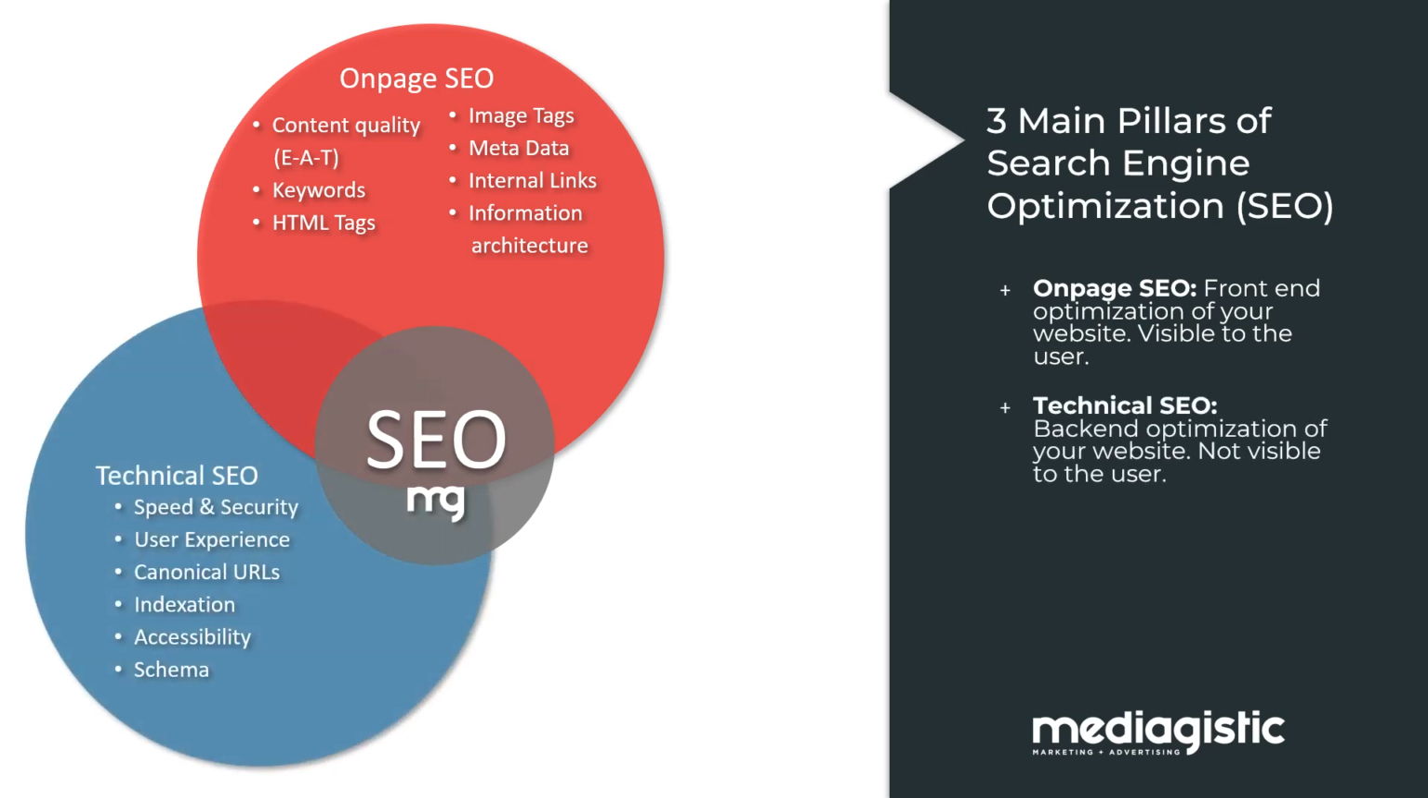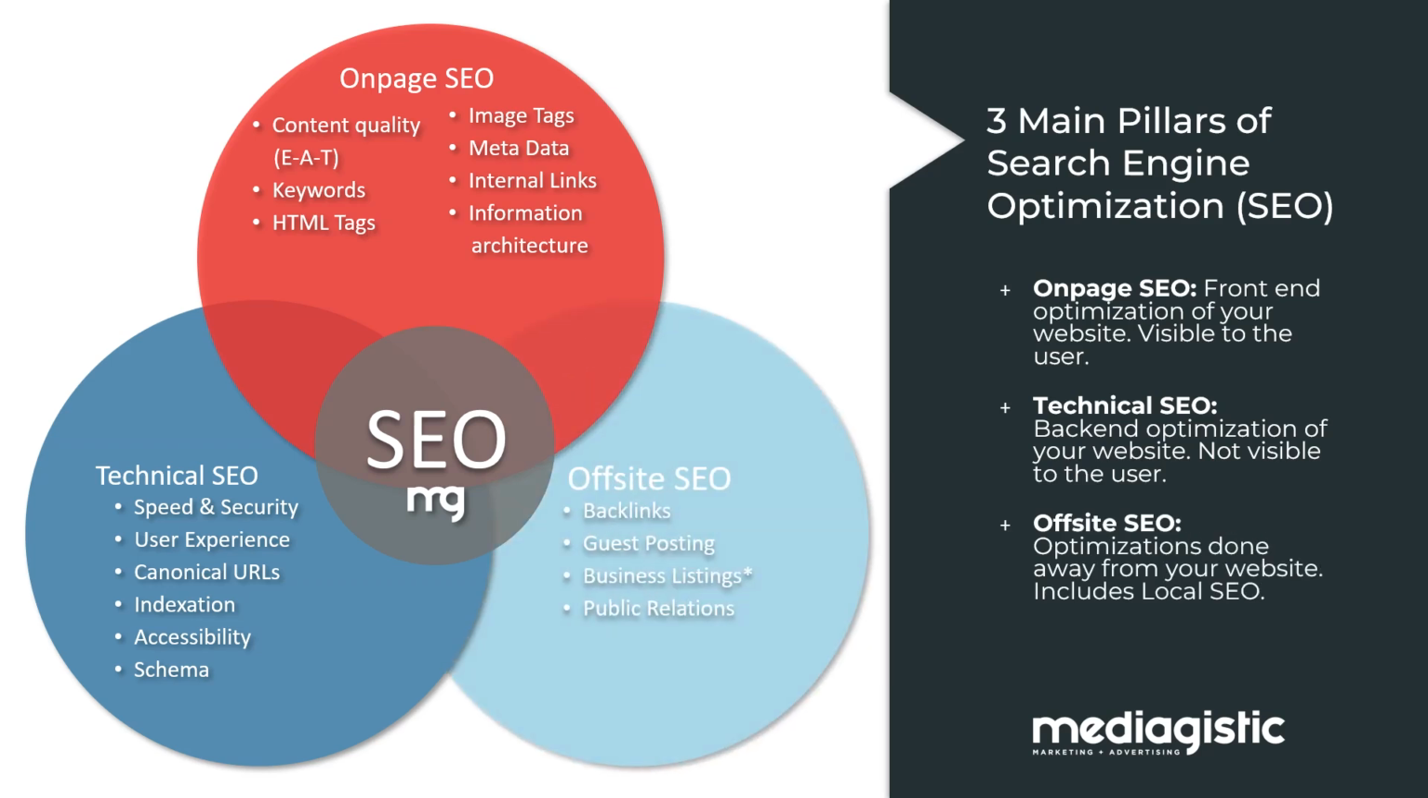The next one is technical SEO, which is the back-end optimization of your website. It's not generally visible to the user. It includes things like the speed and security of your website, the user experience, canonical URLs, indexation, accessibility, and schema markup. And then finally, there's offsite SEO, which are optimizations done away from your website.